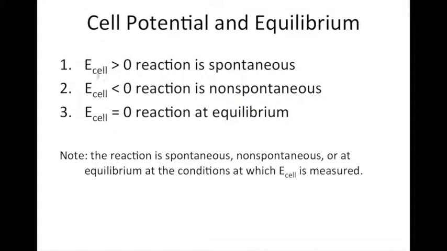Also, we want to appreciate that if the cell potential for a redox reaction is positive, greater than 0, that reaction is spontaneous under those conditions. That reaction would have a delta G value that was negative. If the cell potential is less than 0, so you have a negative cell potential, then under those conditions that reaction would be non-spontaneous and would have a delta G value that's positive. And if our cell potential under a set of conditions is equal to 0, that reaction's at equilibrium, and the delta G value would also be equal to 0.